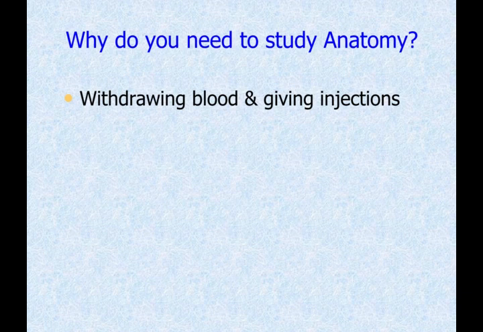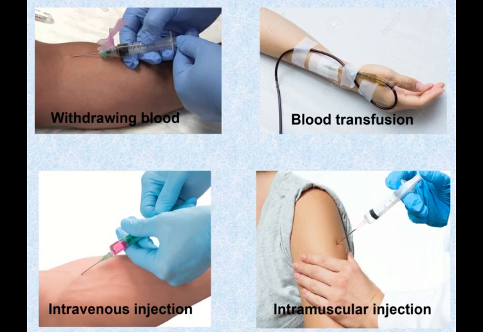Then it is also important to know human anatomy when it comes to procedures like withdrawing blood or giving injections. You can see several pictures here. In the first picture here, you can see a healthcare worker is withdrawing blood from a patient. Now in this area, there is an important vein called median cubital vein. This person is withdrawing blood from that median cubital vein.